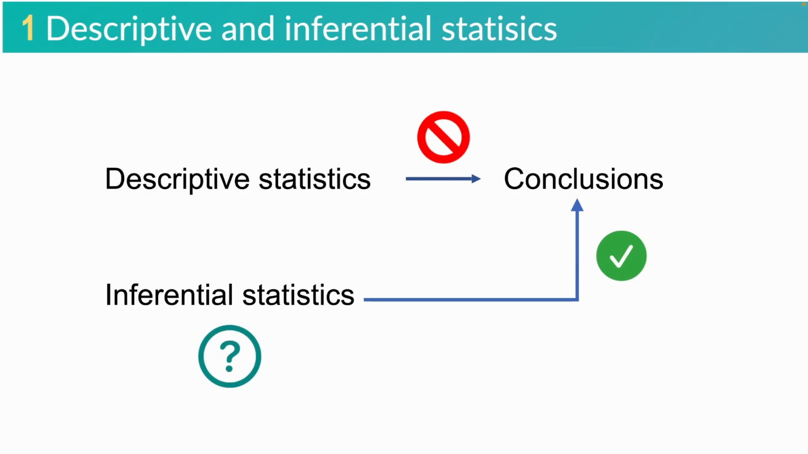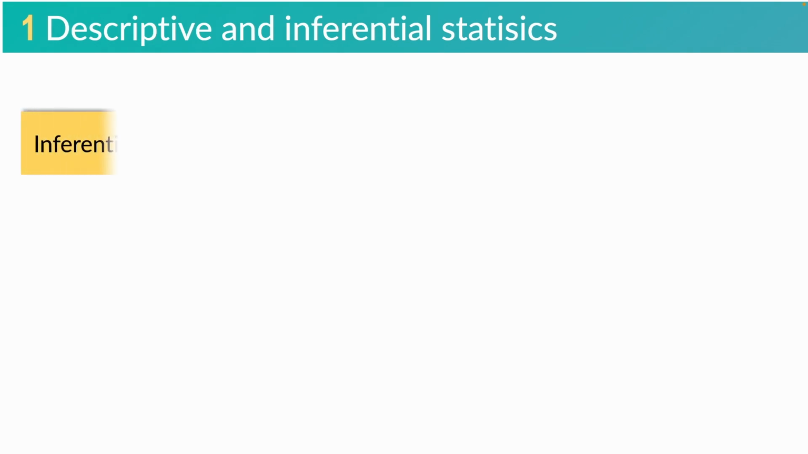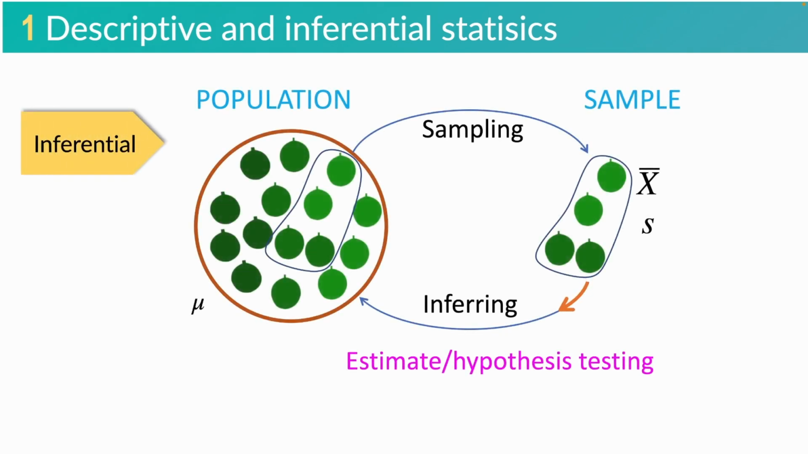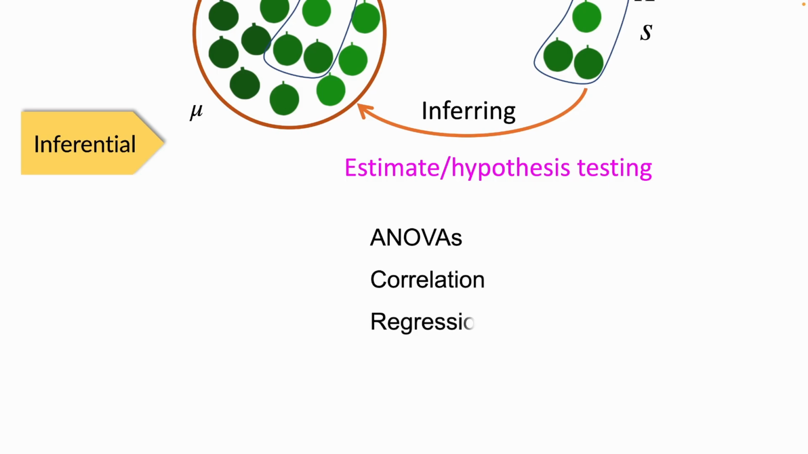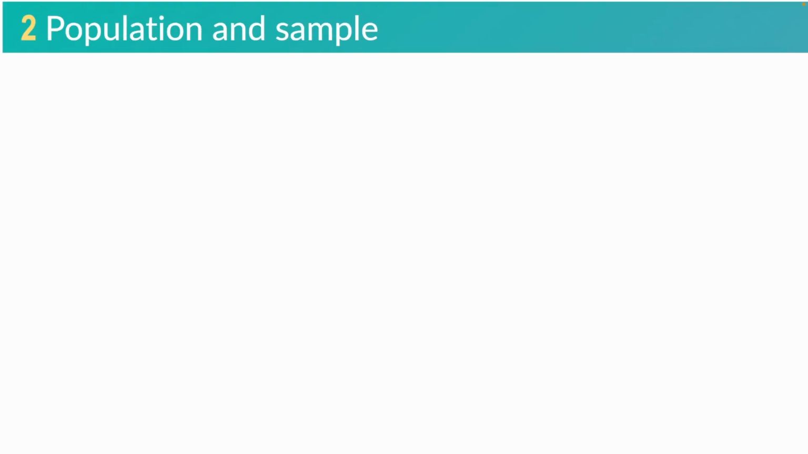So, what is inferential statistics? Inferential statistics is a branch of statistics that allows researchers to make predictions or inferences about a larger population based on a sample. It involves estimating, testing hypotheses, and determining relationships between variables. Common methods in inferential statistics are ANOVAs, correlation analysis, and regression analysis. In the second part, we will learn what populations and samples are.